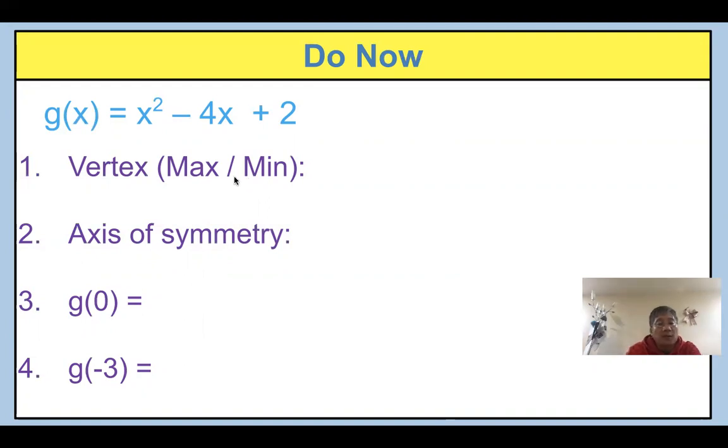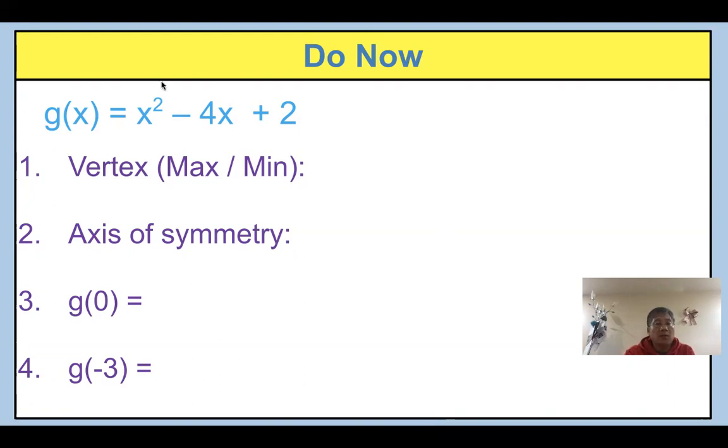To find the vertex, if you remember, your shape looks like this. It opens upward, so your vertex will be the minimum. Before you use the calculator, if you remember the formula for the vertex, the x value is negative b over 2a. If you remember, you can use the formula.